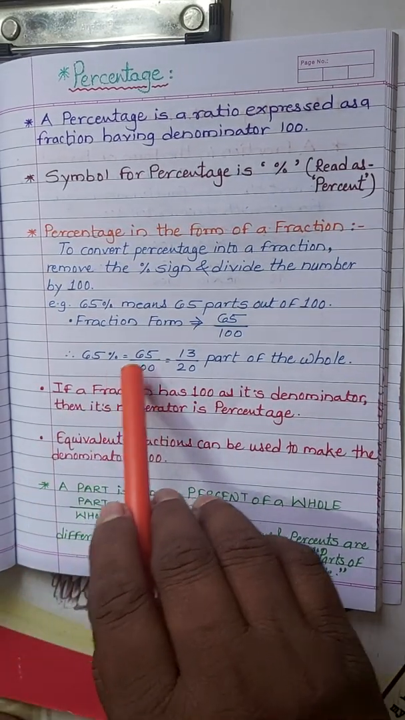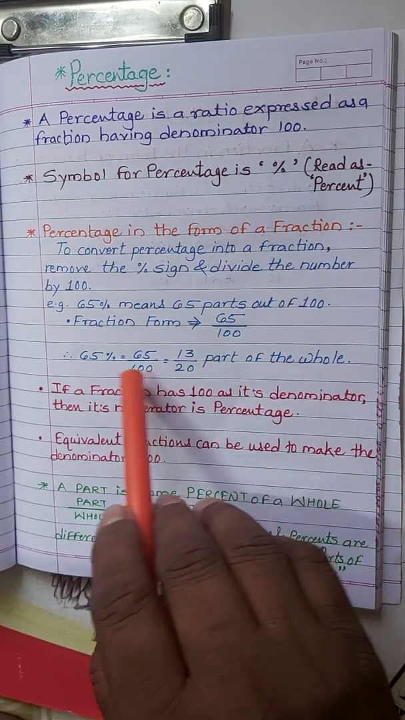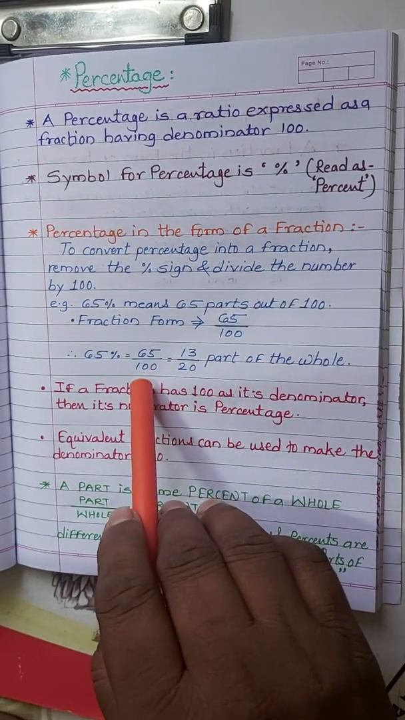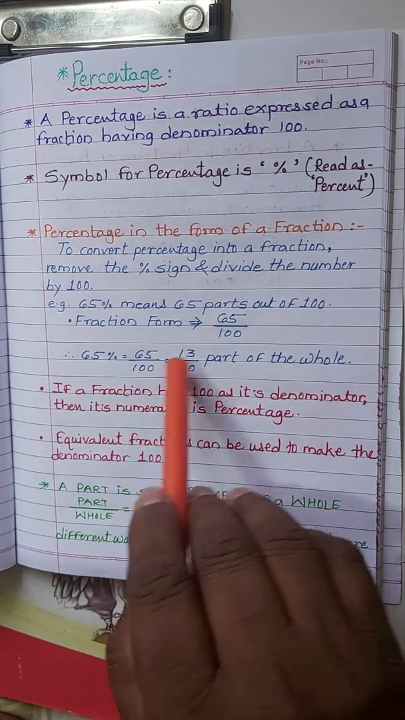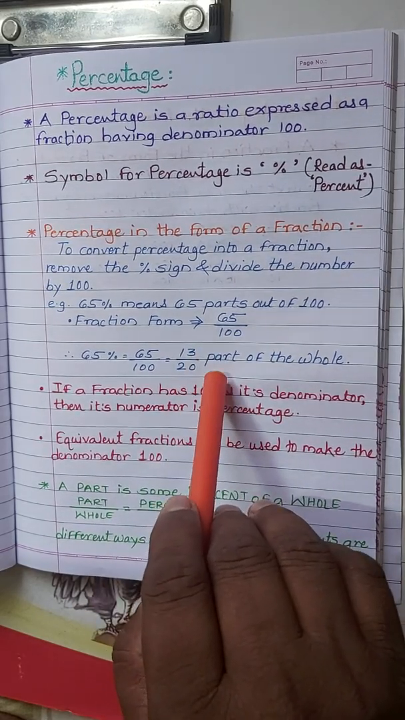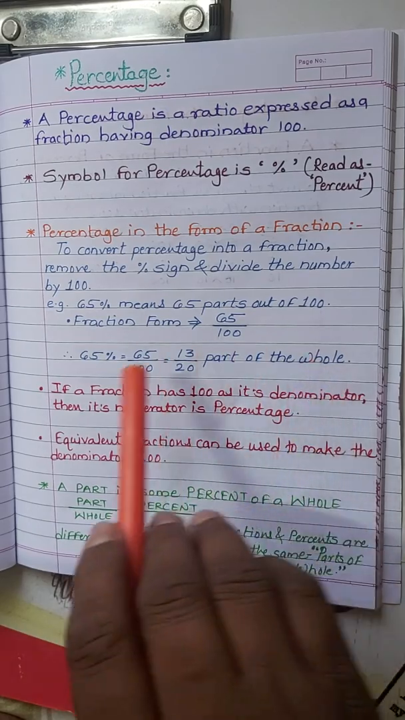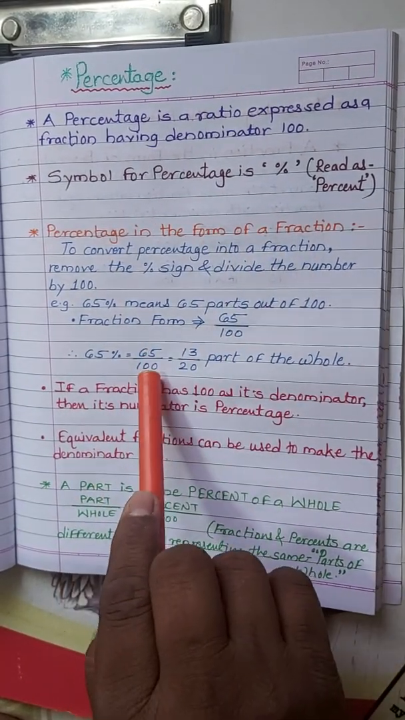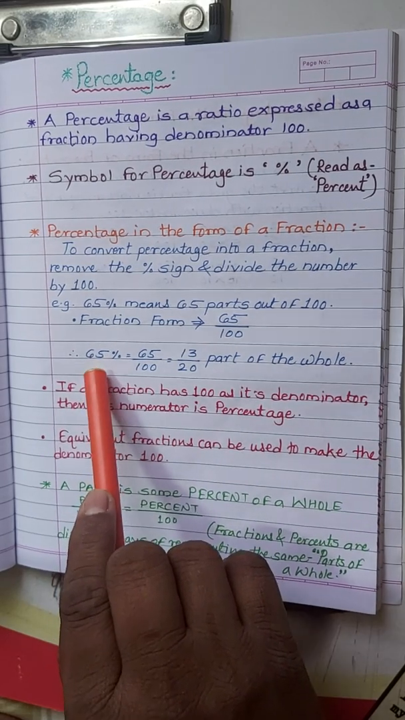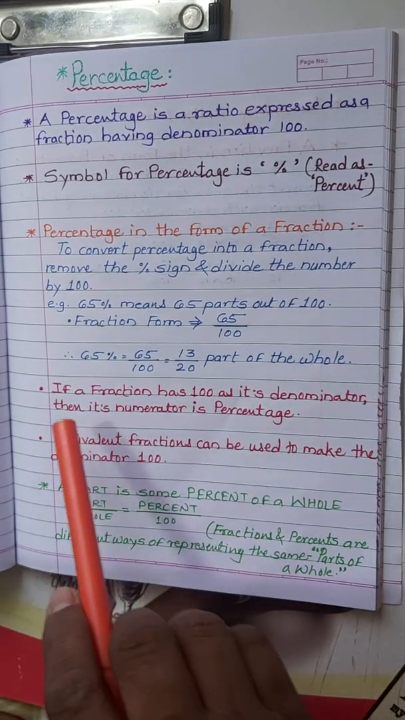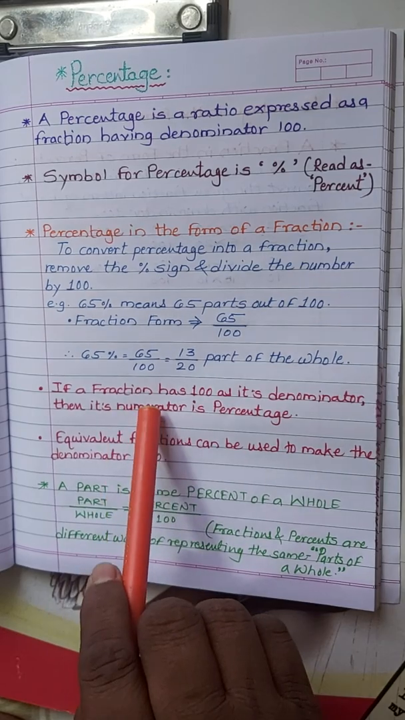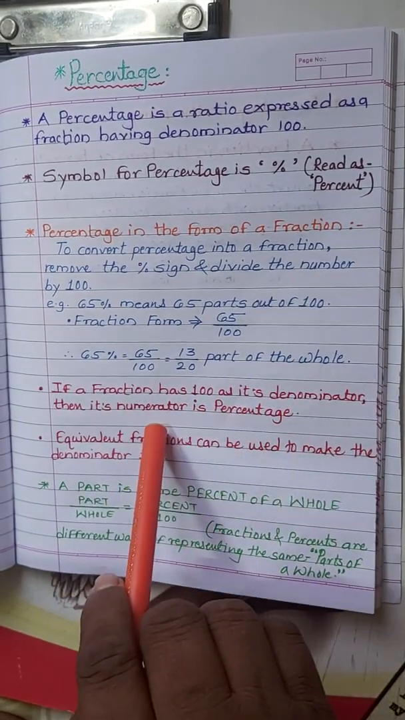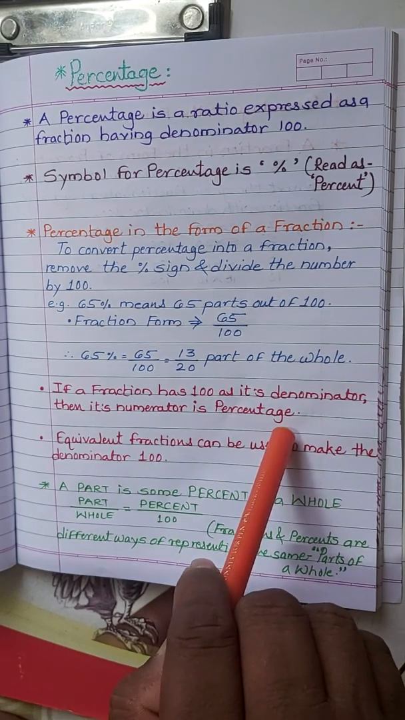If we compress this, or divide this, then we will get 13 upon 20 parts of a whole. Just ignore this; I only have to consider that this is a fraction and this is the percentage form of the fraction, that is 65%. Now if a fraction has 100 as its denominator, then its numerator is the percentage.